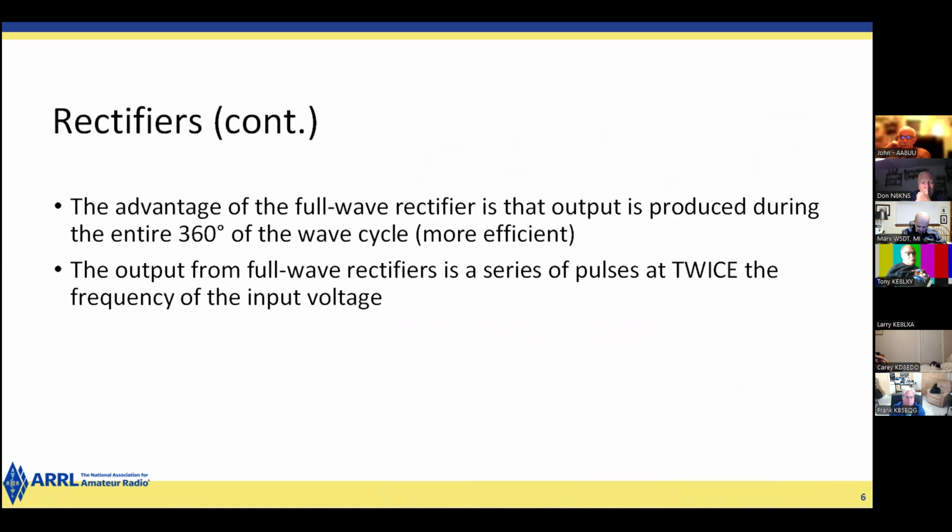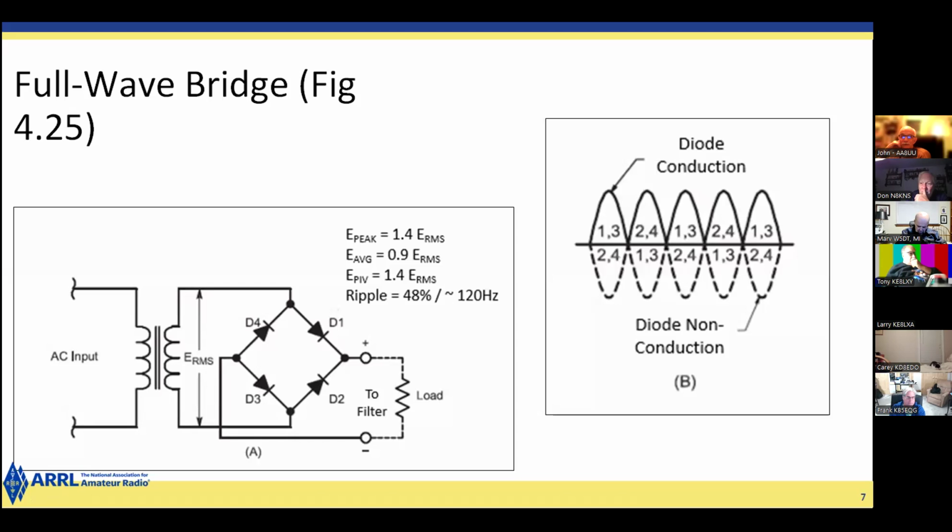And there's the one I was looking for, a full-wave bridge, which is really common. You can buy them all in one module anymore. And as you can see, you get lots of little humps there.